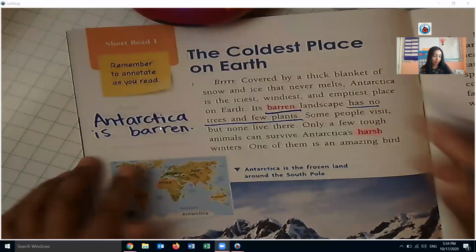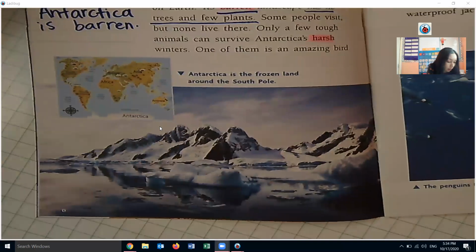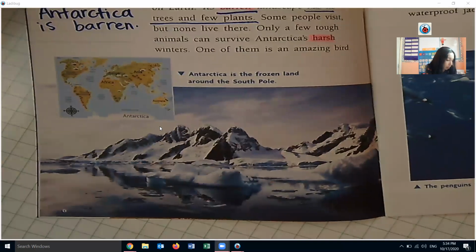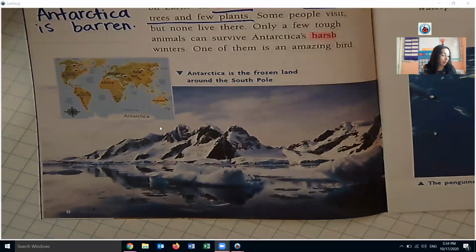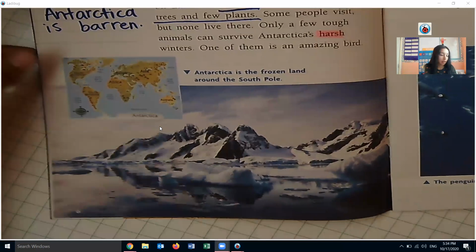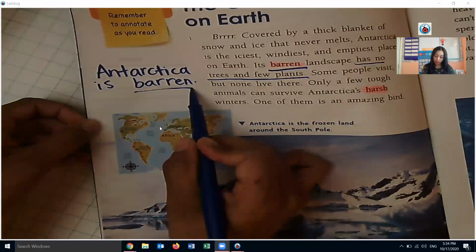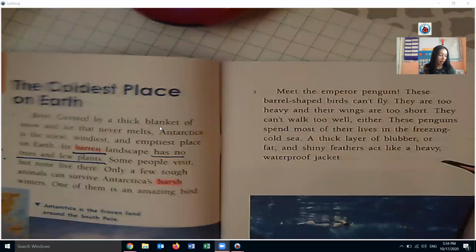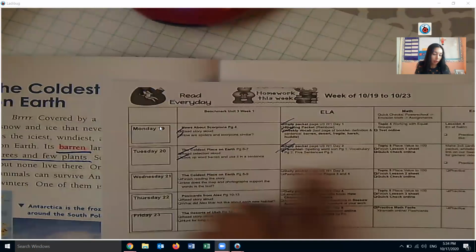And we can kind of see that in the picture. I mean, we see mountains and snow, but in these pictures at least, we don't see any grass or trees or plants. It's pretty bald plant-wise. So there goes our short sentence. Maybe I'll underline barren.